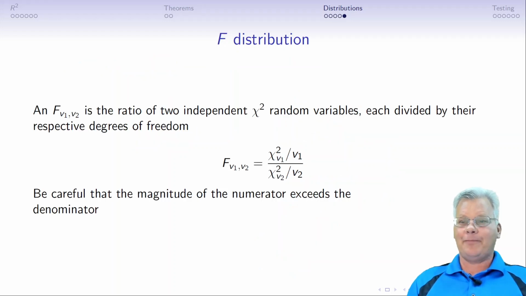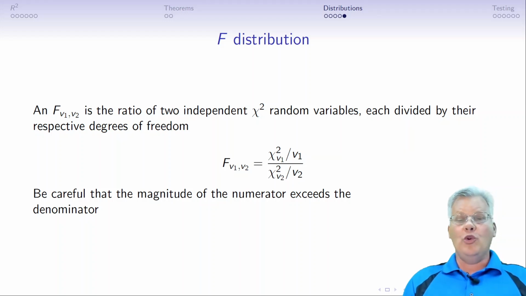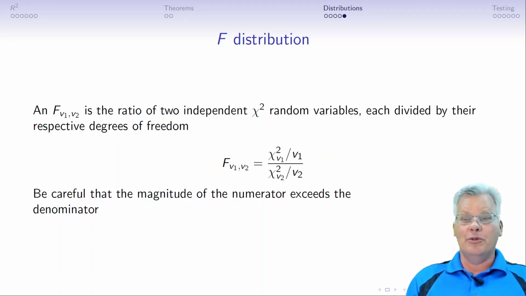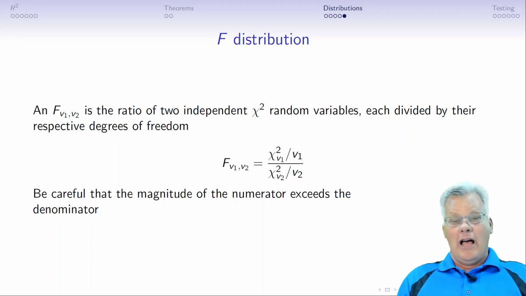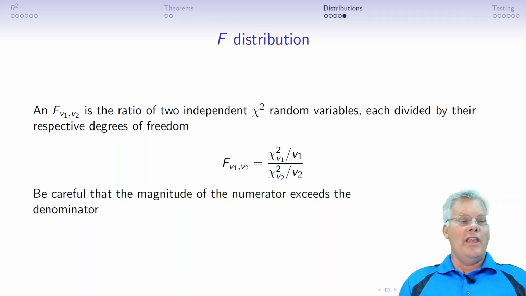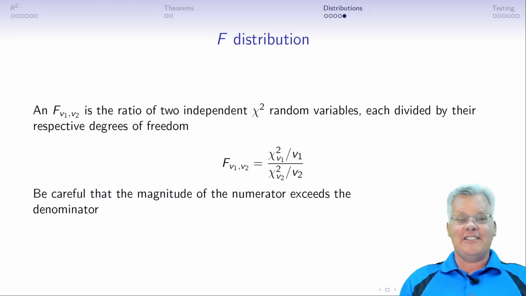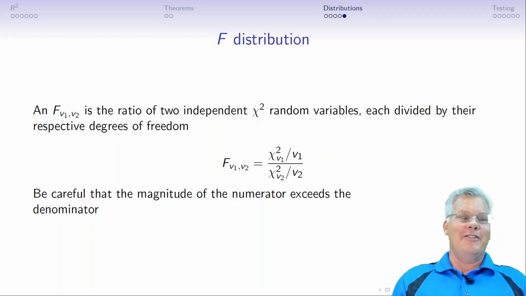Okay. The F distribution is the ratio of two independent chi-square random variables, each divided by their respective degrees of freedom. So it follows this particular functional form. Although I should caution you that when forming an F statistic, be careful that the magnitude of the numerator exceeds the magnitude of the denominator. Right? So the F statistic should properly be greater than 1.